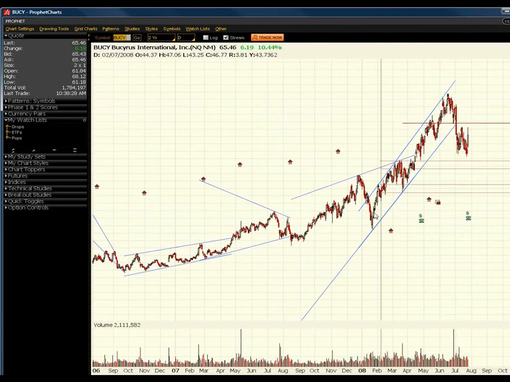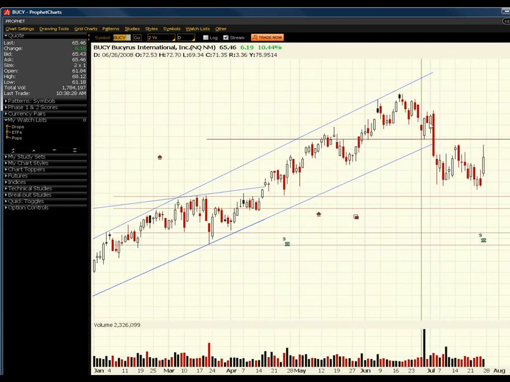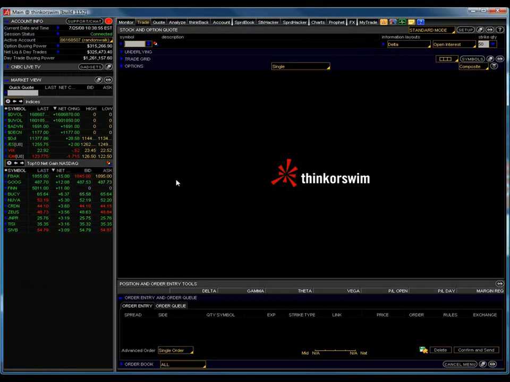What we're looking for in the chart is just to see if it's been in a downturn recently. Well, it was, but it was back in the beginning of July, and it's kind of traded sideways since then. So BUCY could be a pretty good candidate because it has been in a sideways movement for the last couple of weeks. Let's see what else we have here.